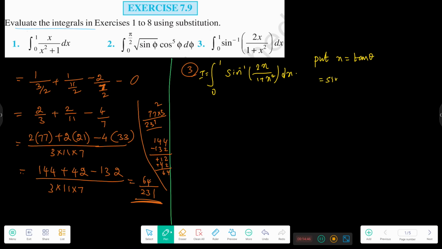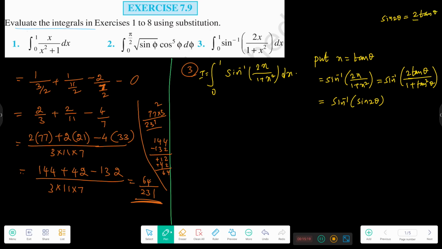Take sine inverse of 2x divided by 1 plus x square. The 2x became 2 tan theta, because x is tan theta, divided by 1 plus tan square theta. Yes, this is the formula for sin 2 theta. So sine inverse of sin 2 theta. This is the sin 2 theta formula; sin 2 theta is equal to 2 tan theta divided by 1 plus tan square theta.